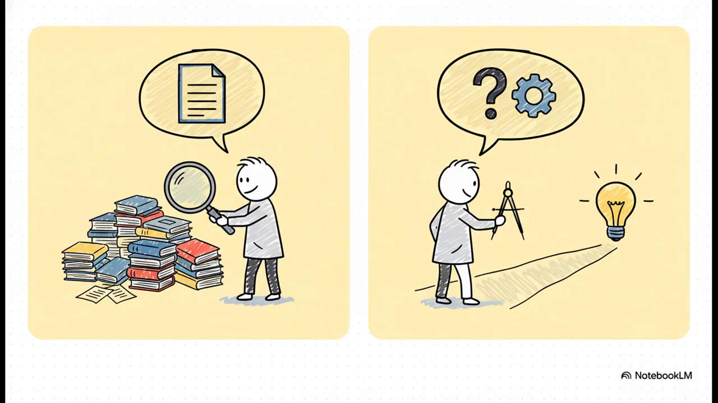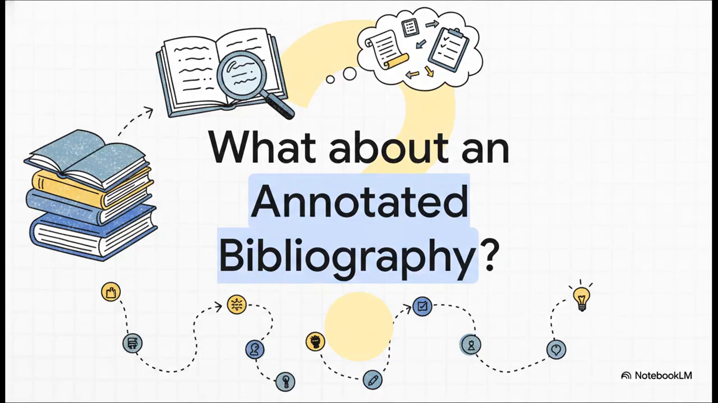Here's the easiest way to think about it. Your literature review answers the question, what has already been said? It's all about surveying the existing conversation. Your theoretical framework answers the question, how am I going to analyze this problem? It's the specific lens, the theory, or the model you're going to use to guide your own work. So the lit review looks backward at what's been done, the framework looks forward to how you're going to do it.